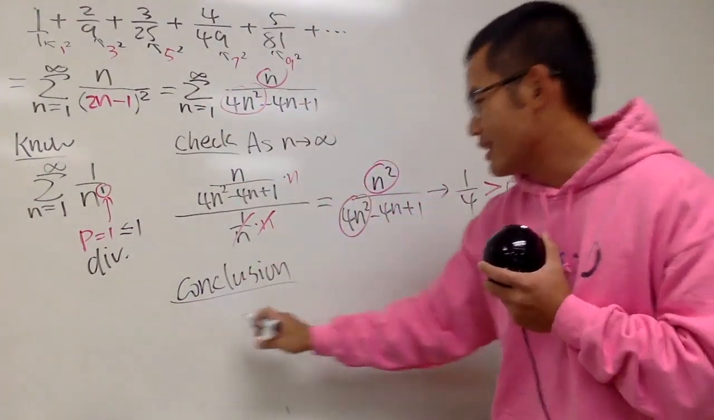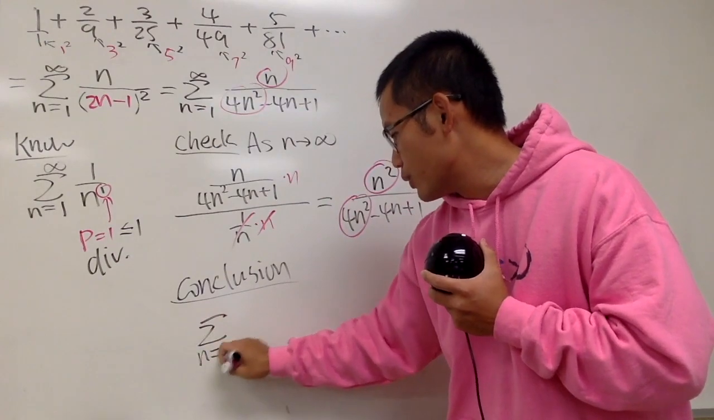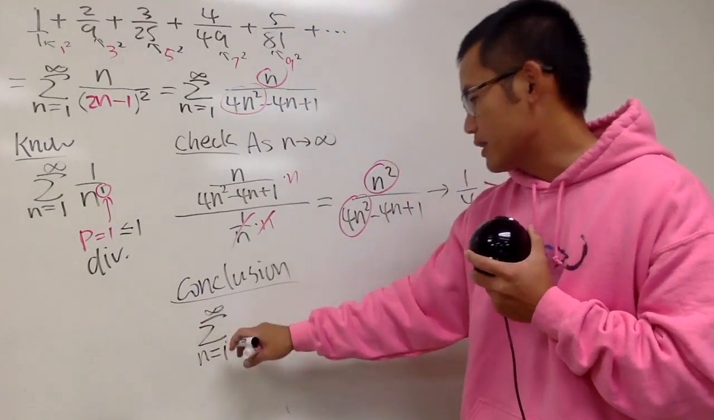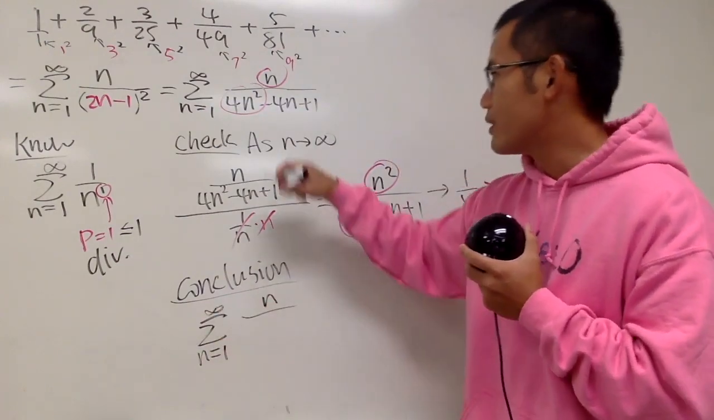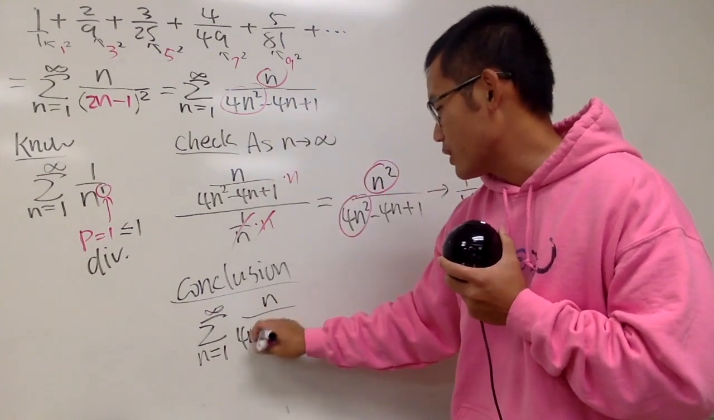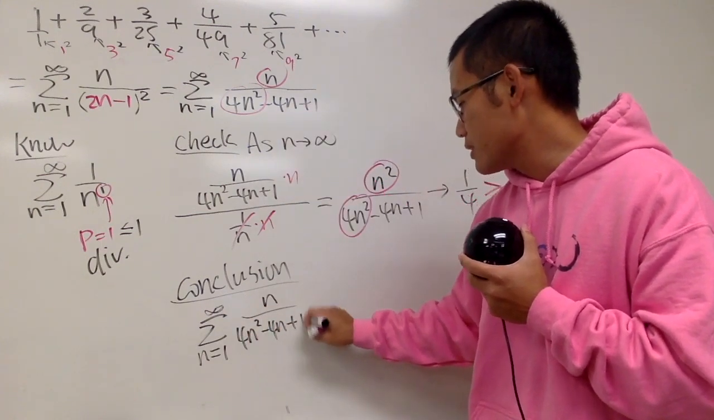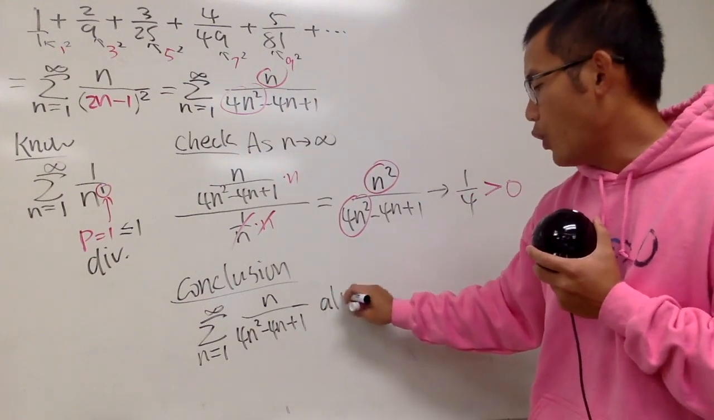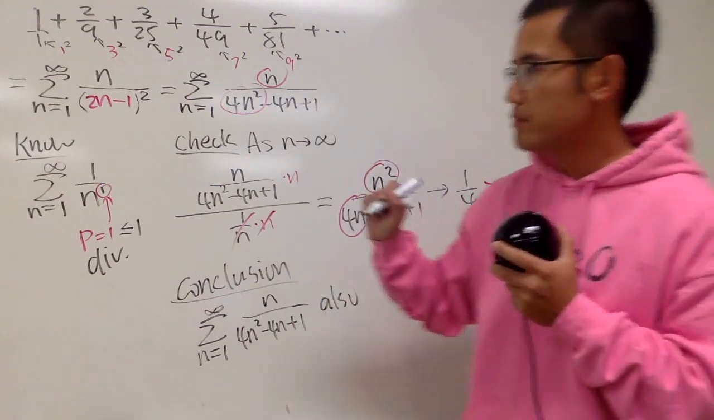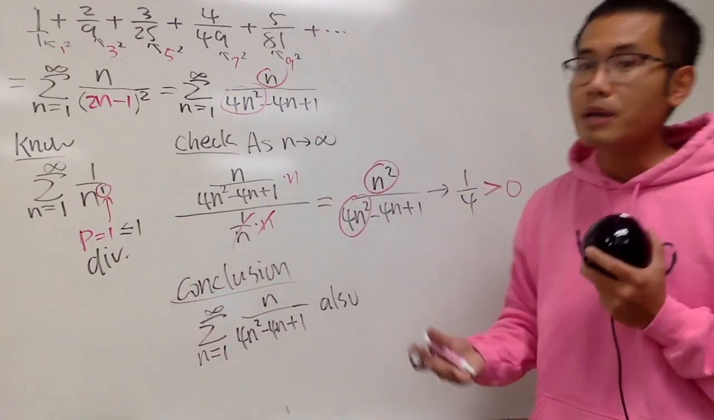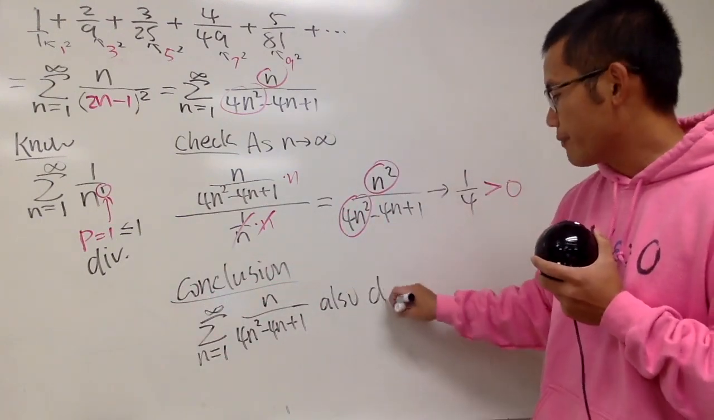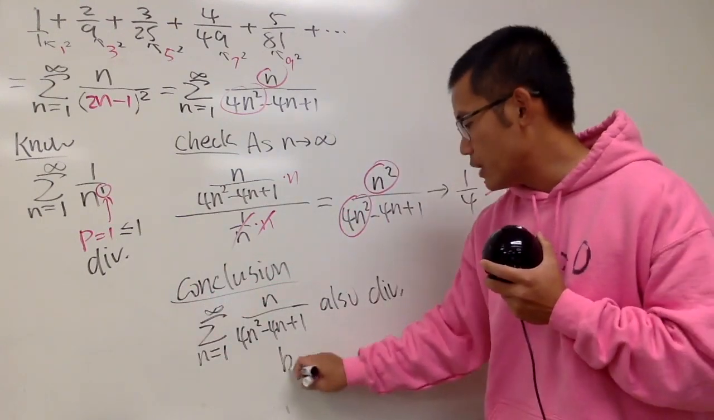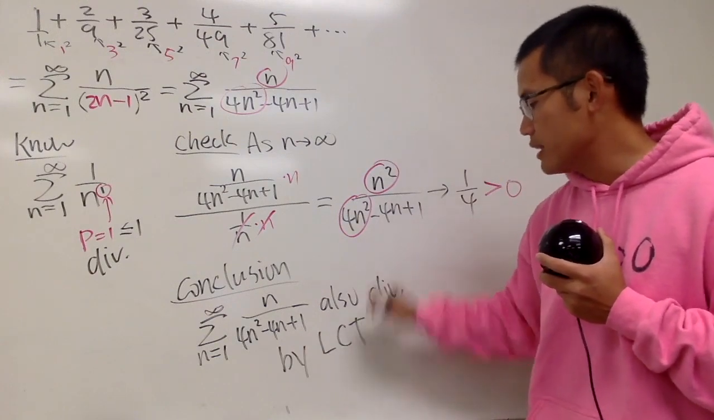Let's just put on this one. So the one that we're trying to do, which is the sum as n goes from 1 to infinity, n over, let's just put this down right here, why not? Minus 4n plus 1. This right here also diverges, right? Because they have the same conclusion. Also diverges, and we did the limit comparison test.